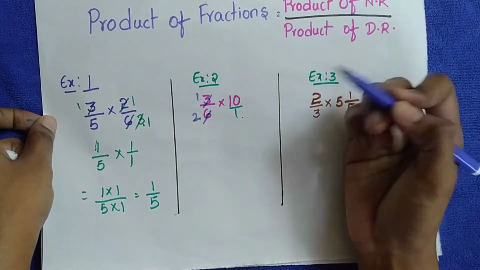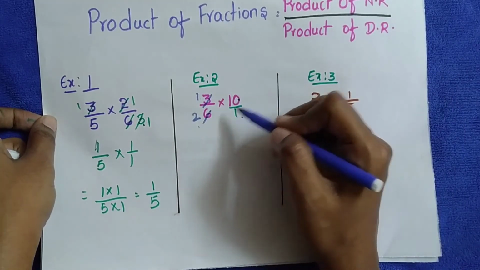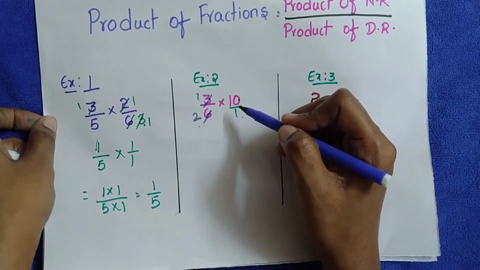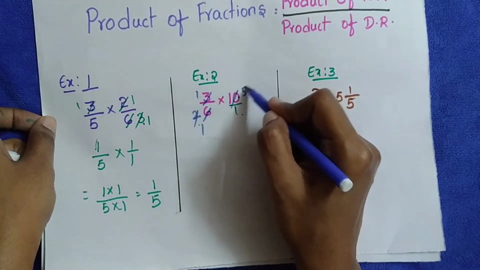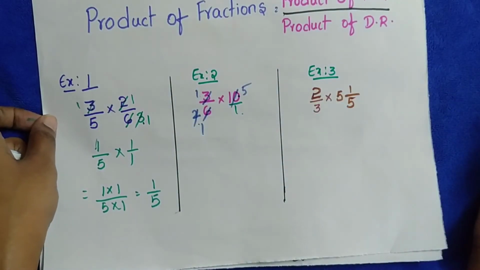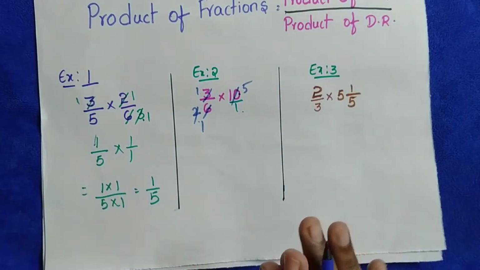No need. Here, 2 and 10. In 2 and 10, is there any table that goes in commonly? Yes. 2 ones are 2, 2 fives are 10. Right? Now the cancellation process is done.